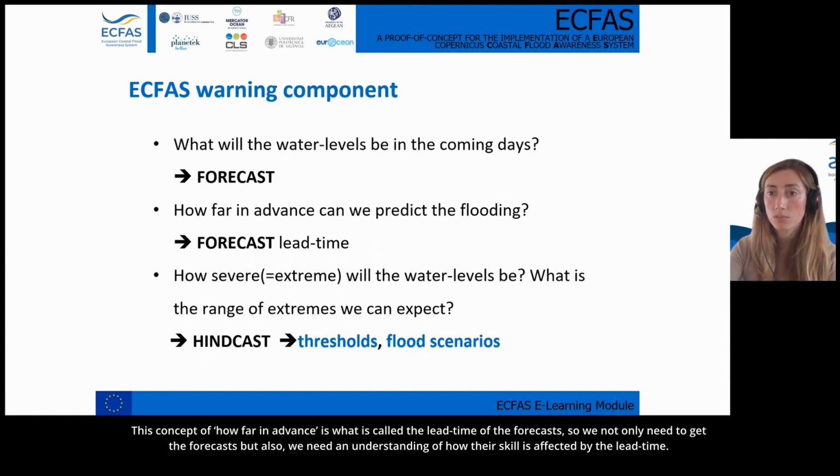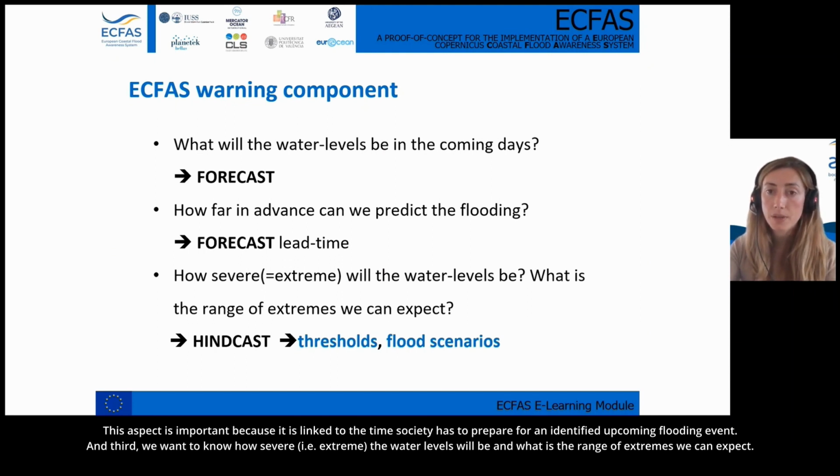So we not only need the forecast, but also we need an understanding of how their skill is affected by the lead time. This aspect is important because it is linked to the time society has to prepare for an identified upcoming flooding event. And third, we want to know how severe, i.e. extreme, will the water levels be and what is the range of extremes we can expect.